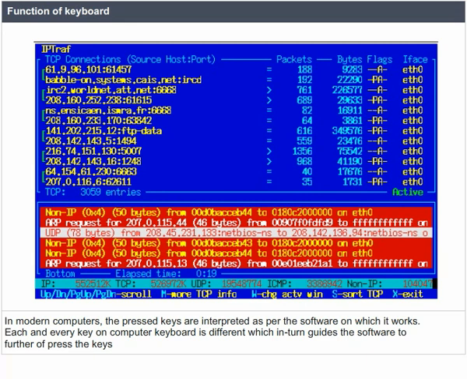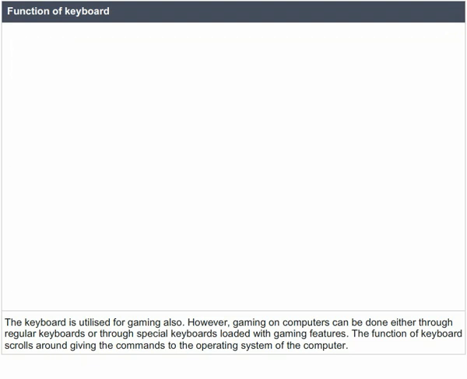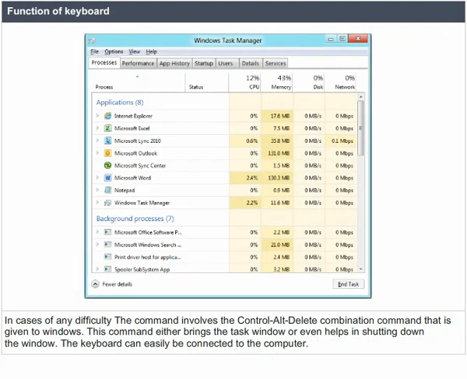However, gaming on computers can be done either through regular keyboards or through special keyboards loaded with gaming features. The function of the keyboard is also to give commands to the operating system of the computer. In cases of any difficulty, the command involves the Ctrl-Alt-Delete combination that is given to Windows. This command either brings up the task window or even helps in shutting down the window. The keyboard can easily be connected to the computer.